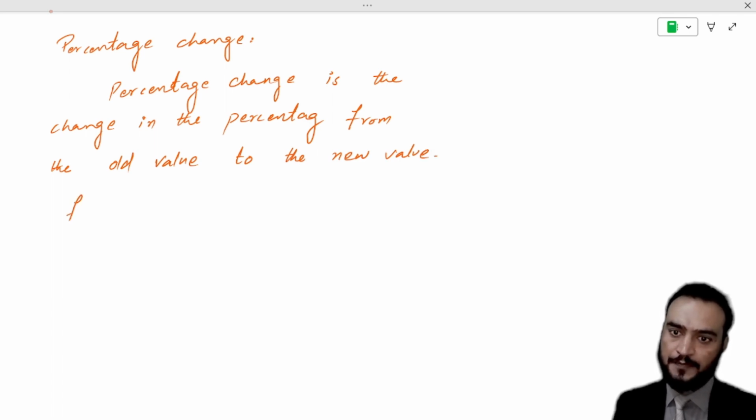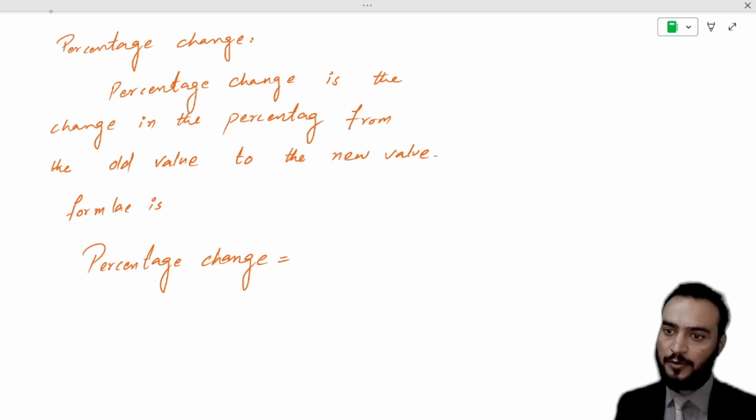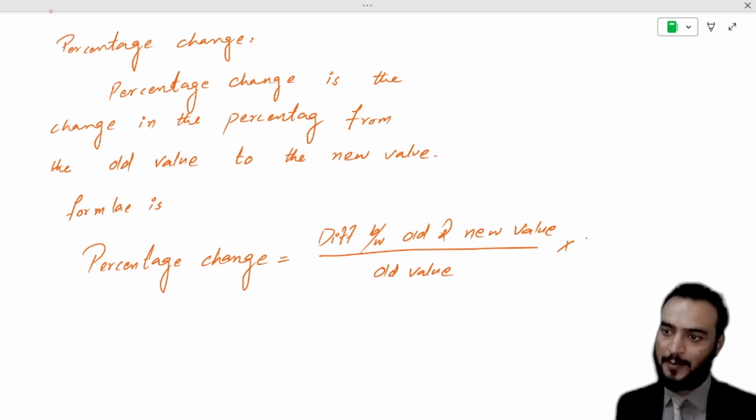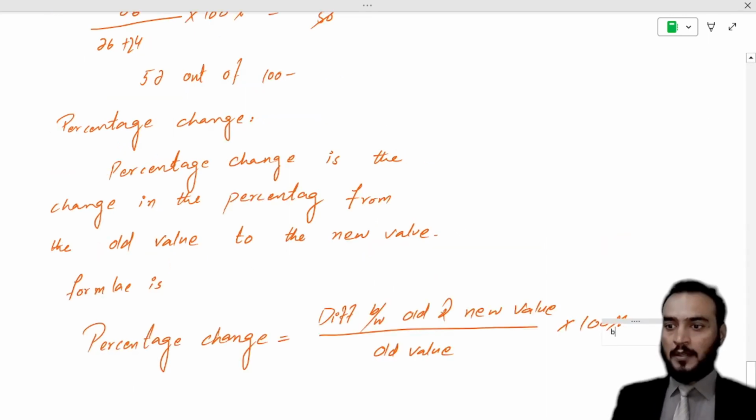And its formula is percentage change equals the difference between old and new value divided by old value multiplied by 100%. So this is how we calculate the percentage change.